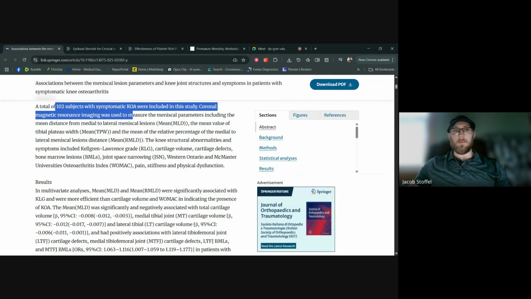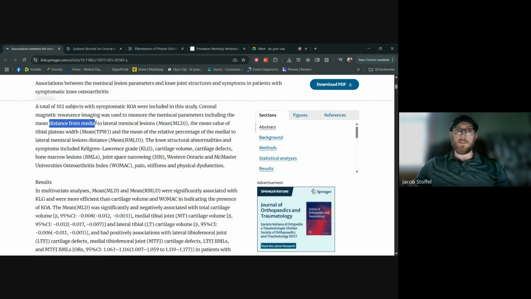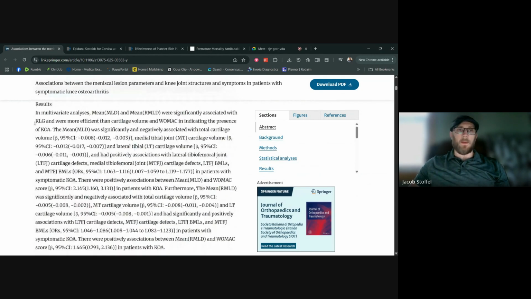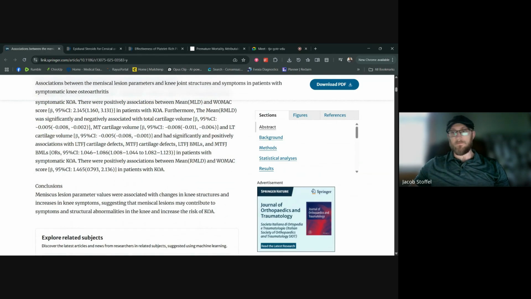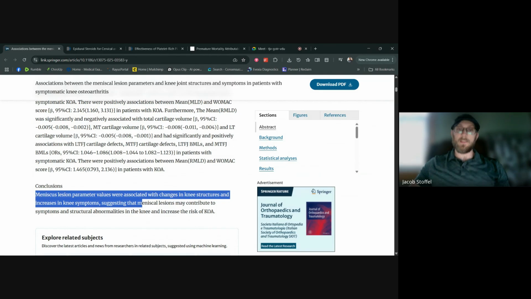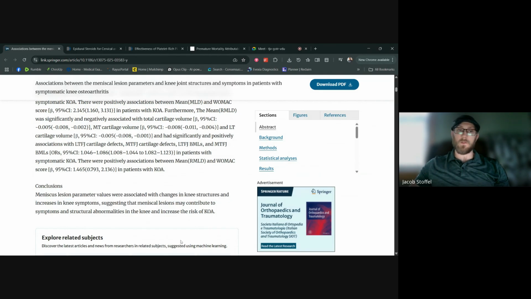They took a look at different parameters like how far the distance was from medial to lateral on the meniscus lesion, so how large it was on different parts of it, etc. And what they basically use in this paragraph is to say that, jump to conclusion, these measured parameters were associated with changes in knee structure and increases in knee symptoms, suggesting that meniscal lesions may contribute to symptoms and structural abnormalities in the knee and an increased risk of knee osteoarthritis.